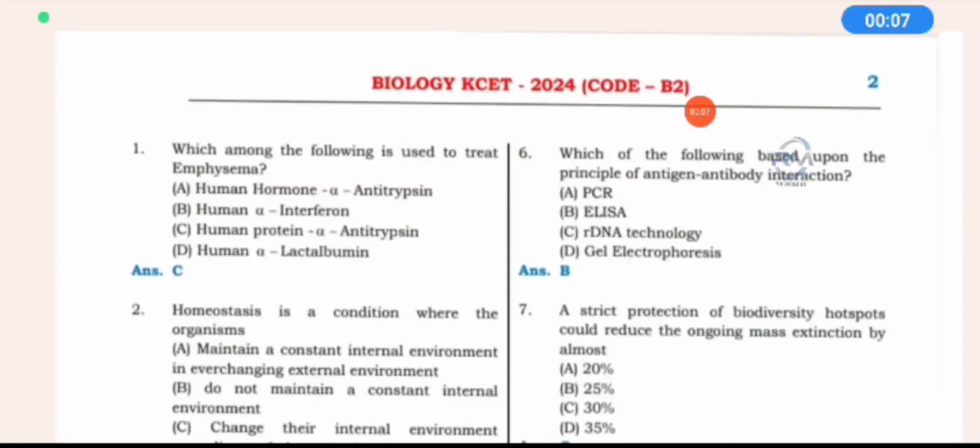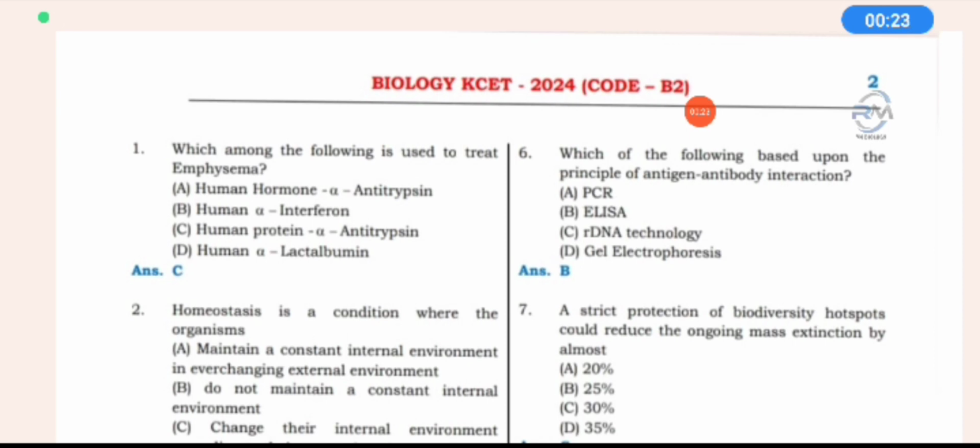Welcome to RM Biology. In today's video, I will discuss the KCET examination biology answer key, which was held on 18th April 2024. So let's start. The paper code is B2.